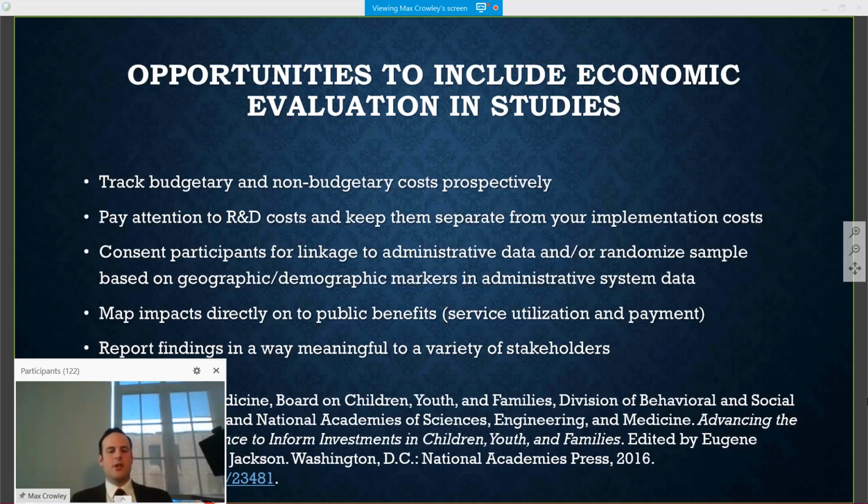At the beginning of your studies, you should be thinking about these as much as possible and setting up your systems so that you can passively collect this information in a way that isn't burdensome on the overall project.